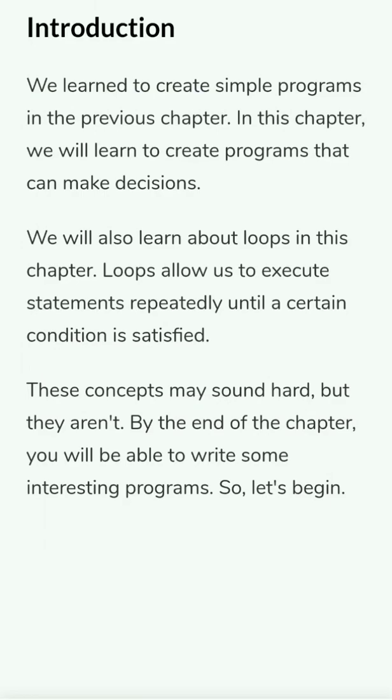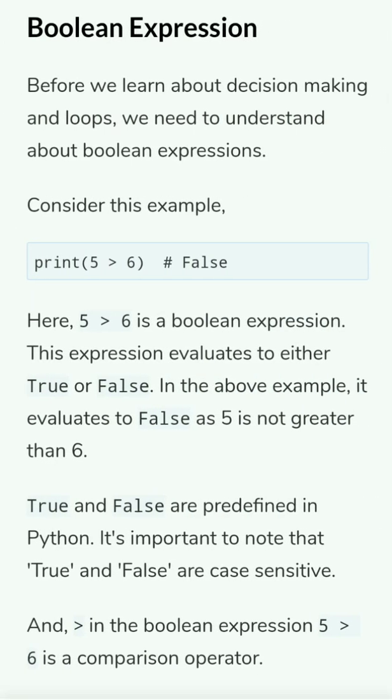In the last class we learned the introduction, first class, and the next class was operator precedence. Now it's going to be the introduction to Boolean expressions. We learned to create simple programs in the previous chapter. In this chapter we will learn to create programs that can make decisions. We'll also learn about loops in this chapter. Loops allow us to execute a statement repeatedly until a certain condition is satisfied. These concepts may sound hard, but they aren't. By the end of this chapter, you'll be able to write some interesting programs. So, let's begin.